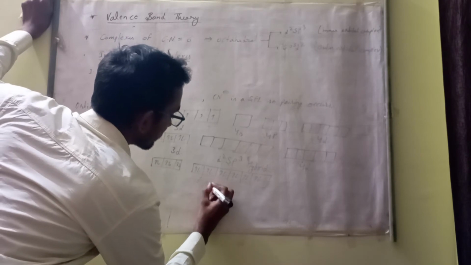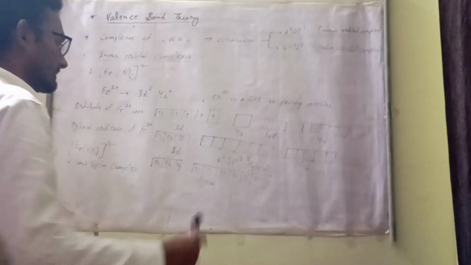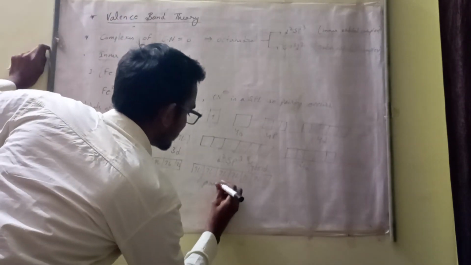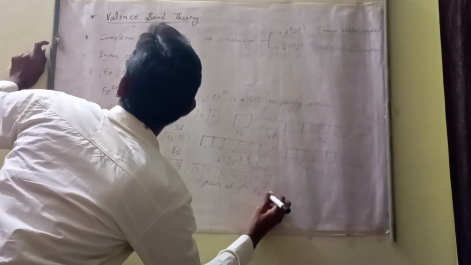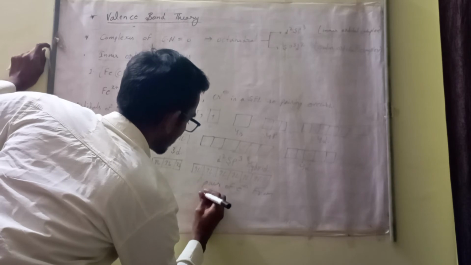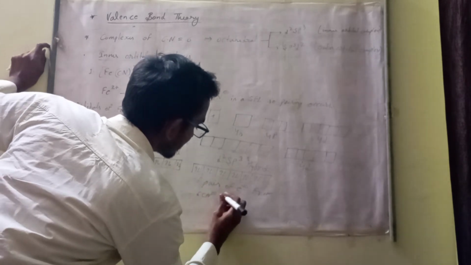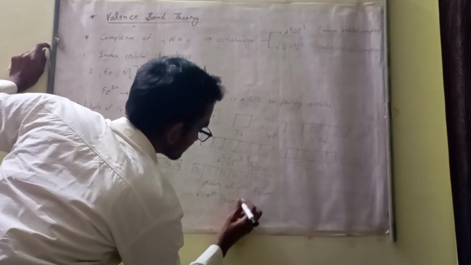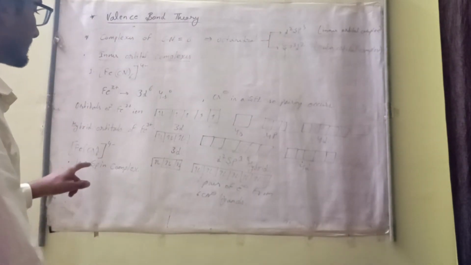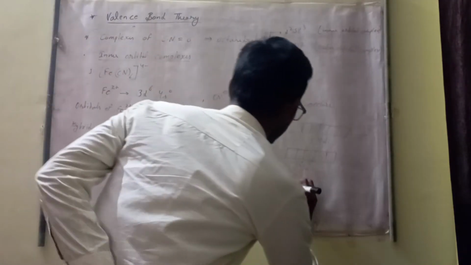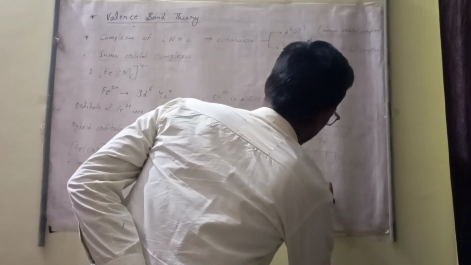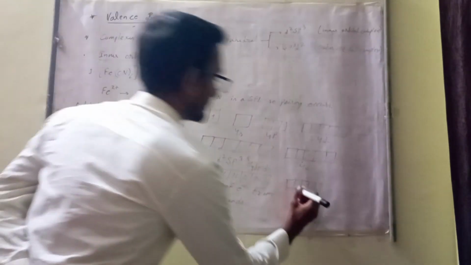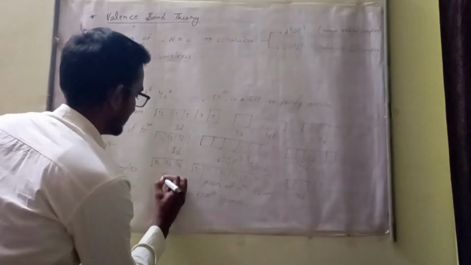Six pairs of electrons from 6 CN− ligands. That means, okay, 4d. This is your 3d.